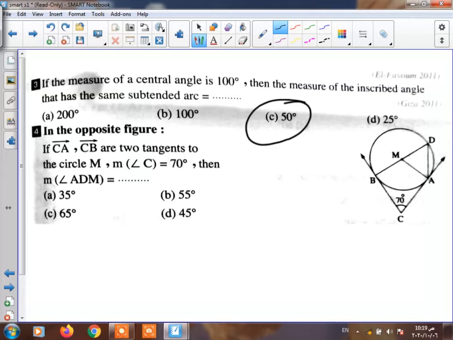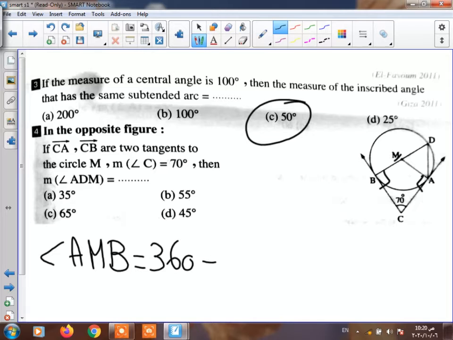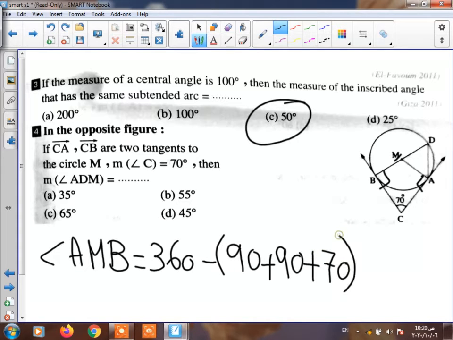Look here, we have some questions. We have CA and CB, two tangents to the circle. The measure of angle C equals 70. He asked to find the measure of angle ADB. Look carefully. If you have a radius and a tangent, we have a right angle here, right? Also, if you have radius MB and the tangent, we have a 90 degree angle. Then, what about the measure of angle AMB? It's going to be 360 minus 90 plus 90 plus 70, which is 110 degrees. So this angle is going to be 110.